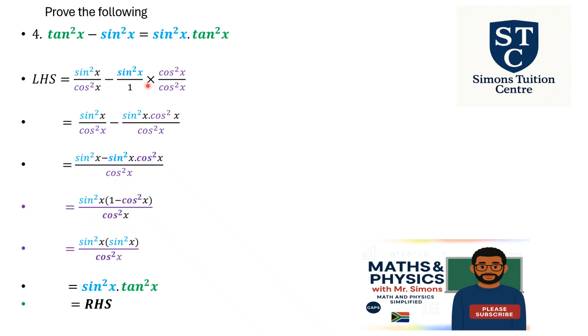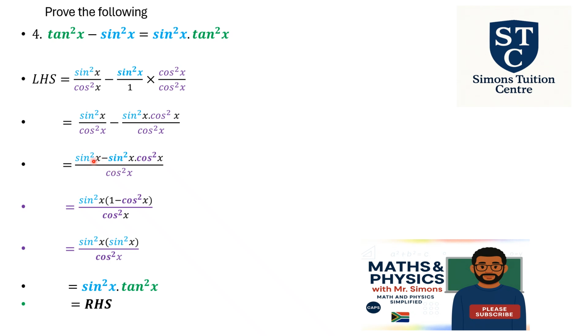So here I multiply by cos squared x over cos squared x because I want cos squared x at the bottom. So I have sin squared x over cos squared x minus sin squared x times cos squared x, and 1 times cos squared x becomes cos squared x at the bottom. And there it becomes now sin squared x minus sin squared x cos squared x, because denominators are the same, over cos squared x.